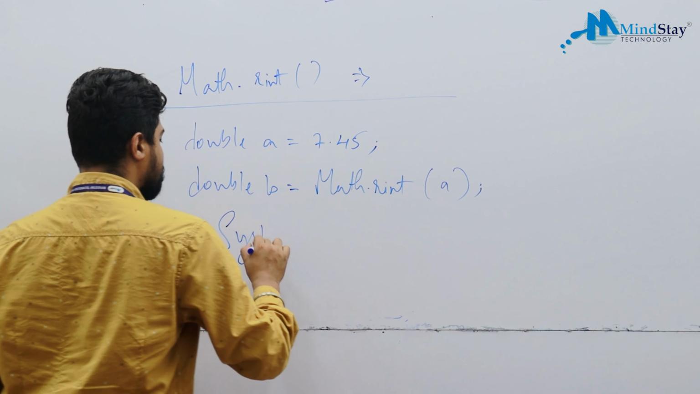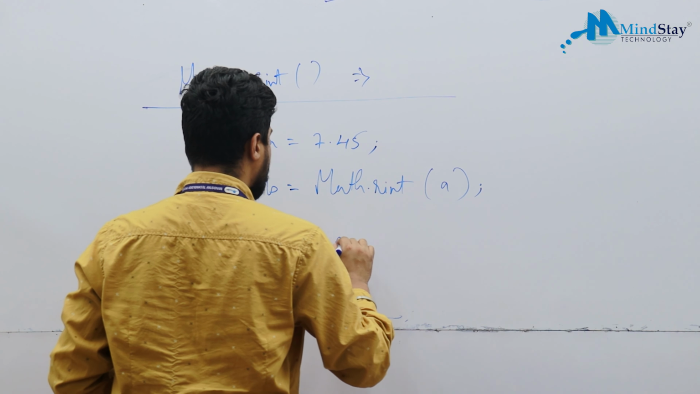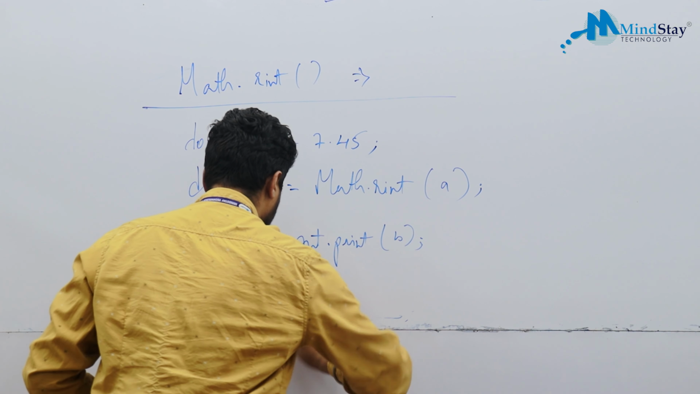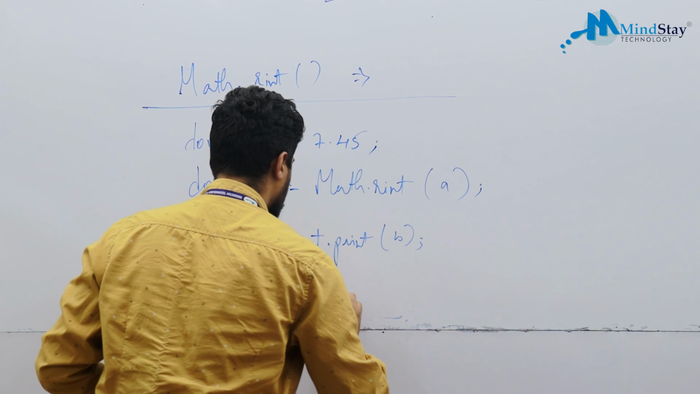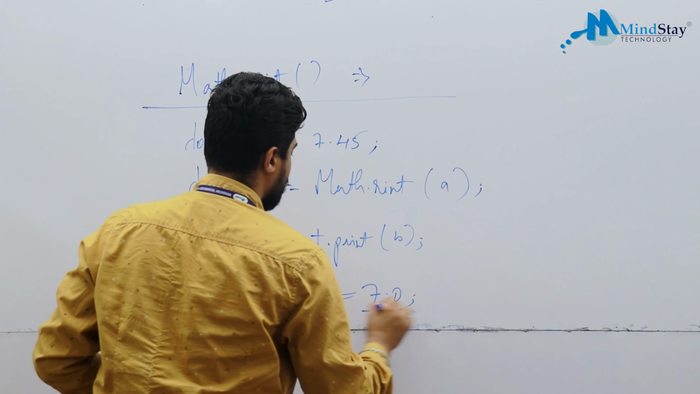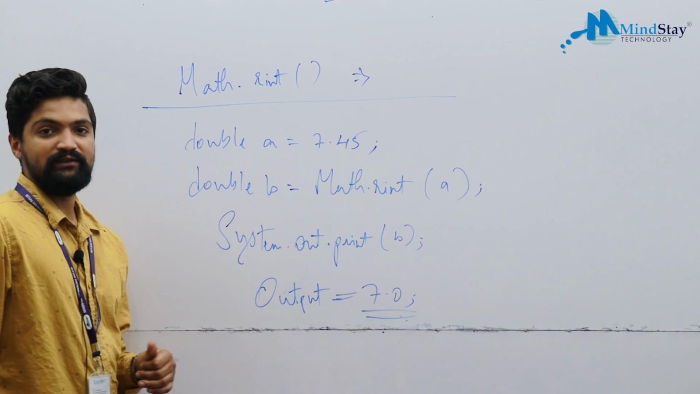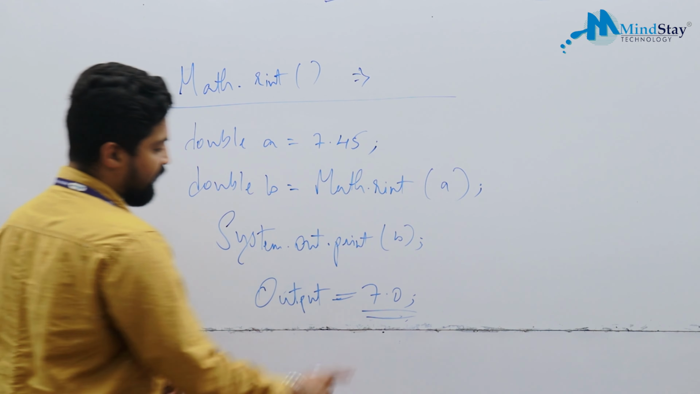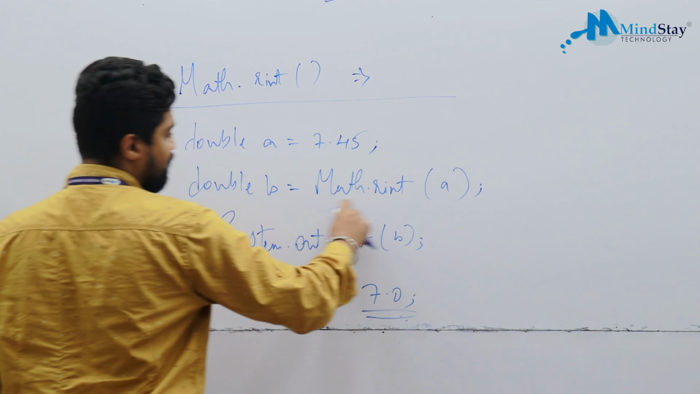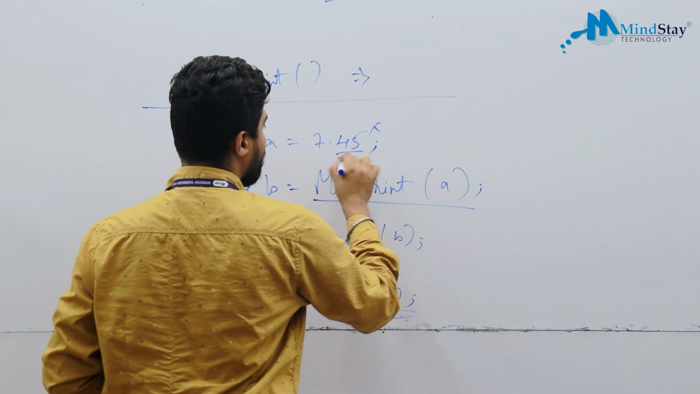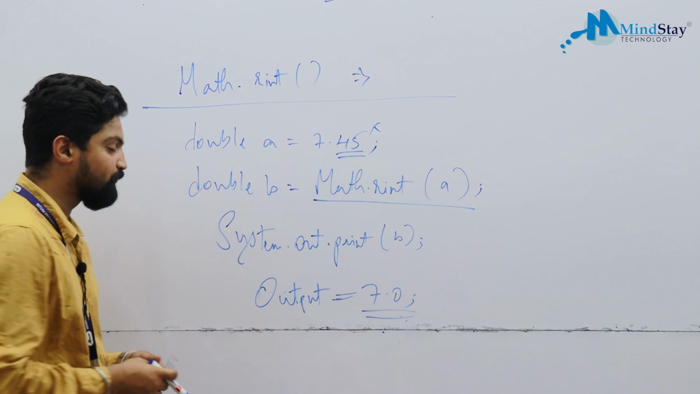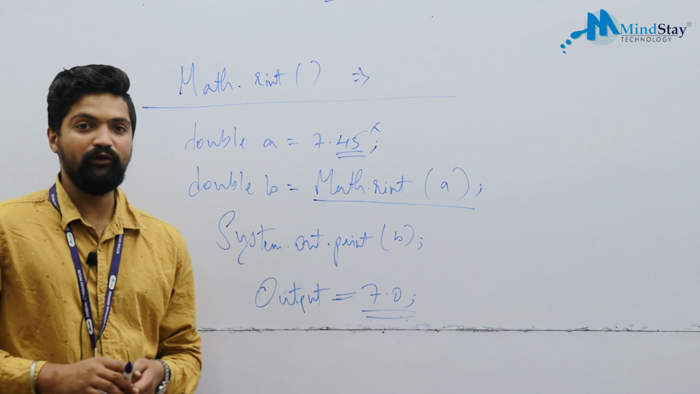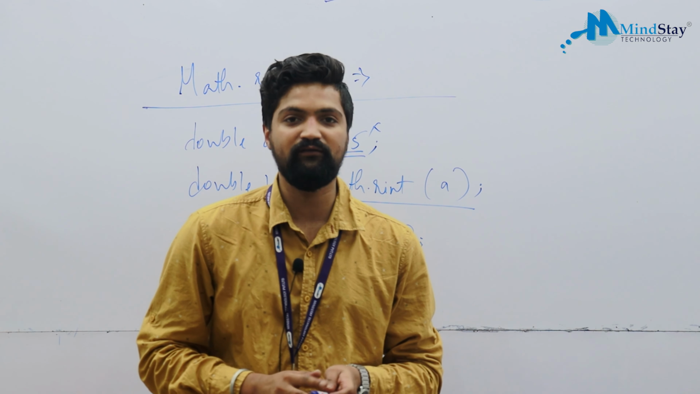So if you do system.out.print B, you'll get an output of 7.0. I hope this is clear to all of you. We are getting an output of 7.0, and this line is truncating and deleting my leftover decimal value. Okay, now this is my output and we are good to go for the next mathematical function.